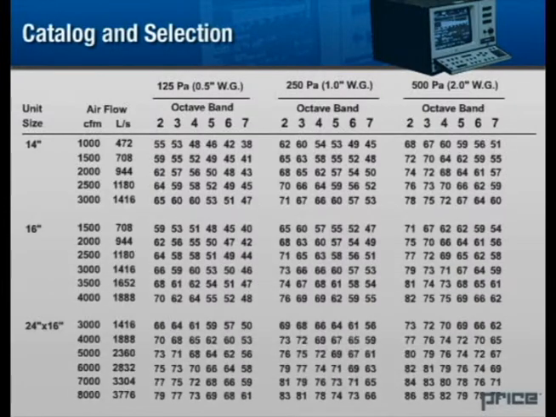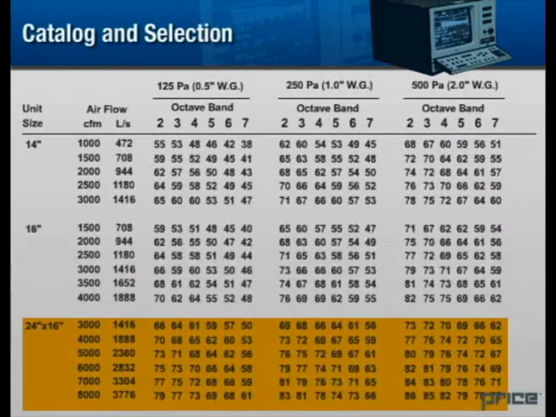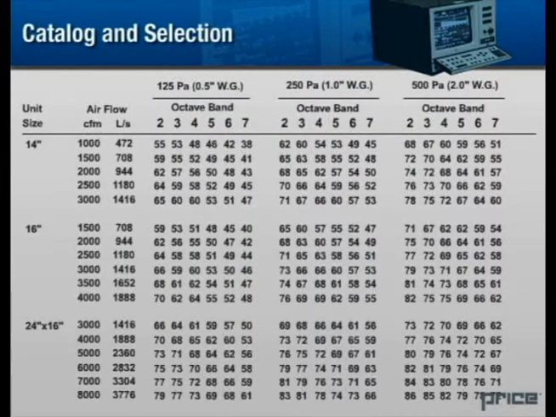Various sizes of a product are given as well. Typically, a larger version of a particular product will be able to handle larger volumes of air without causing a significant increase in noise. Here we show a typical sound power table for terminal units that might be found in the price catalog.